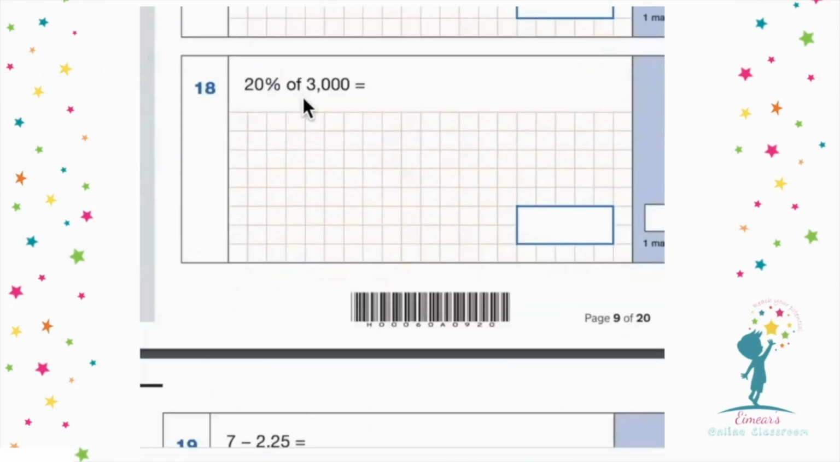So we have 20% of 3,000. Knowing your equivalents is really helpful here. 20% is the same as 1/5. So we're going to be dividing 3,000 divided by 5. Let's use our times tables to help us. If we know that 30 divided by 5 equals 6, we know that 3,000 divided by 5 equals, look at the zeros, 600. So 20% of 3,000 equals 600.